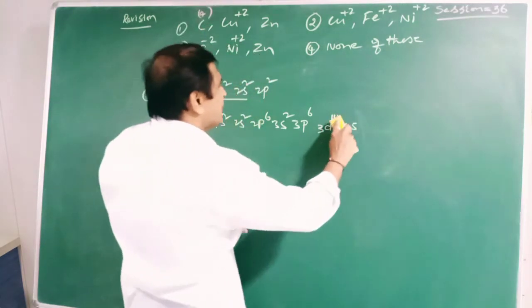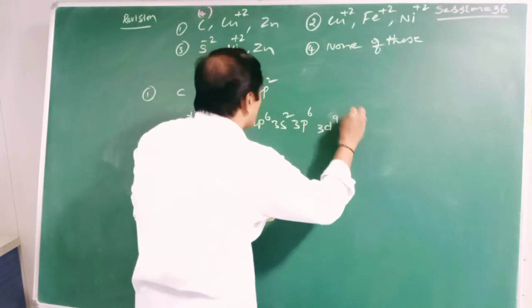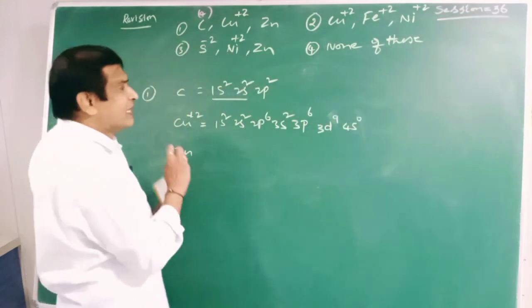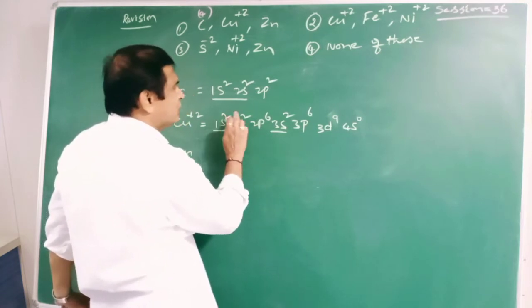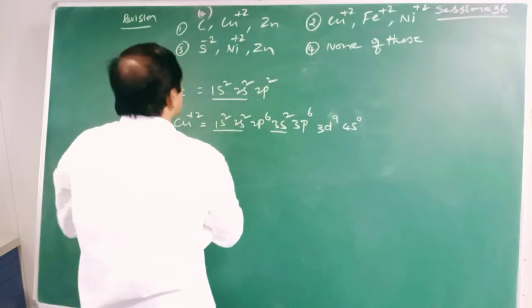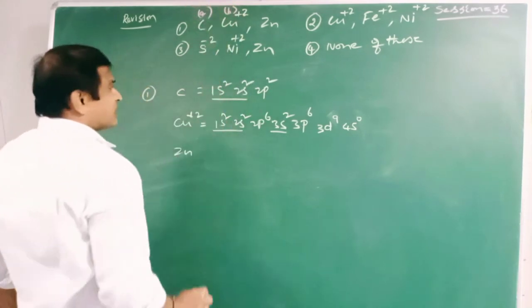Okay, and one more electron from the d orbital is gone. This is the net configuration of copper plus 2. How many s electrons are there? 1s2, 2s2, 3s2. Total we have 6. So 6 electrons are present in this copper, 6 s electrons only.